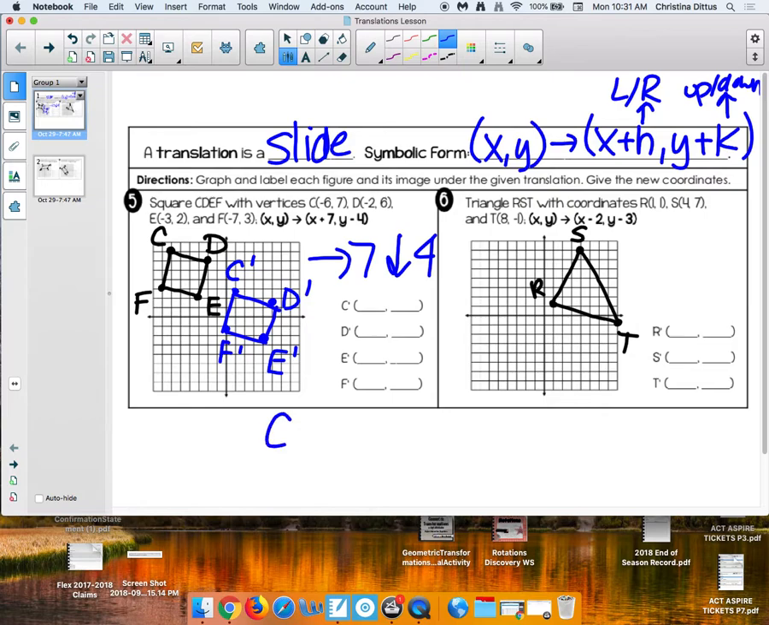Let's, for example, look at C. The old coordinate is negative 6, 7. Well, my rule says I should add 7 to the x and subtract 4 from the y. If I do that, what is negative 6 plus 7? 1. What is 7 minus 4? 3. So if I look, 1, 3, I should have a point there. So 1, 3 has to be my new coordinate for C.